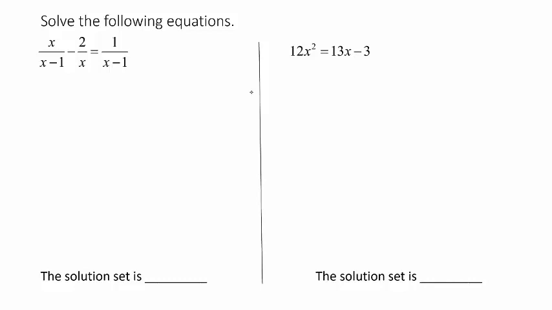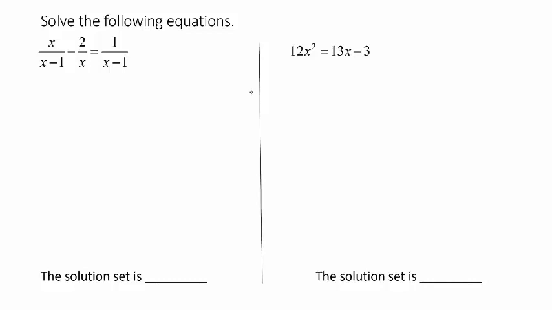So in this first example that we're trying to solve, we have x over x minus 1 minus 2 over x equal to 1 over x minus 1. Now I look at this and I think, okay, I've got a lot of variables in the denominator. This is a rational equation.